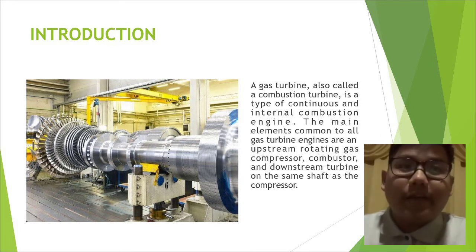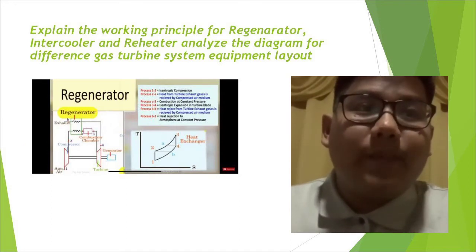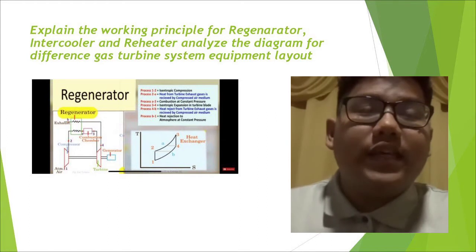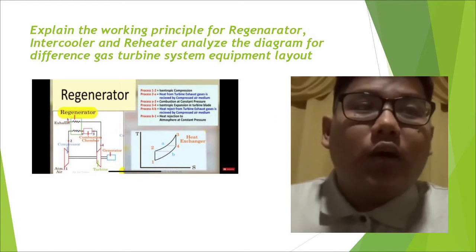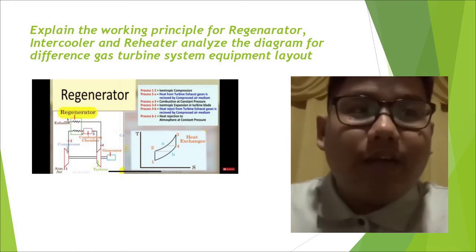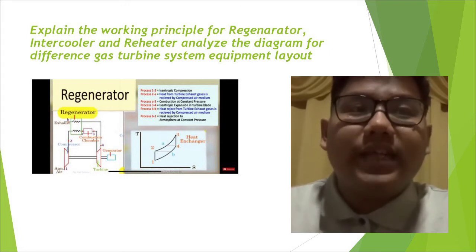The next slide explains the working principle for the regenerator, intercooler, and reheater, and analyzes the diagram for different gas turbine system equipment layouts. So we start with the regenerator. These are the regenerator diagrams. The regenerator recovers the waste heat from the exhaust gas of the gas turbine. The majority of power plants use a waste heat recovery cycle for improving the efficiency of the cycle. In a gas power plant, the waste heat from the exhaust gas of the turbine passes through the regenerator.